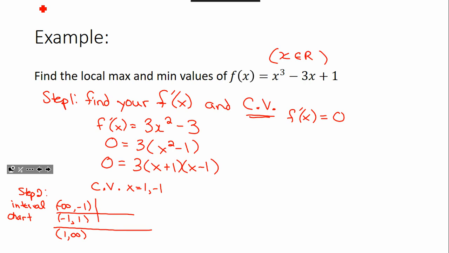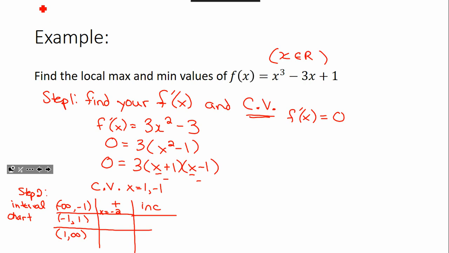If this was a closed interval, we would only go to those endpoints, usually labeled A and B, and we would check those endpoints as well to see what's happening. But for here, we're just going to pick a number less than -1, so let's say it's -2. When I plug it into here as -2, I'm going to get a negative and a negative, which makes it positive. So it's actually going to be increasing.